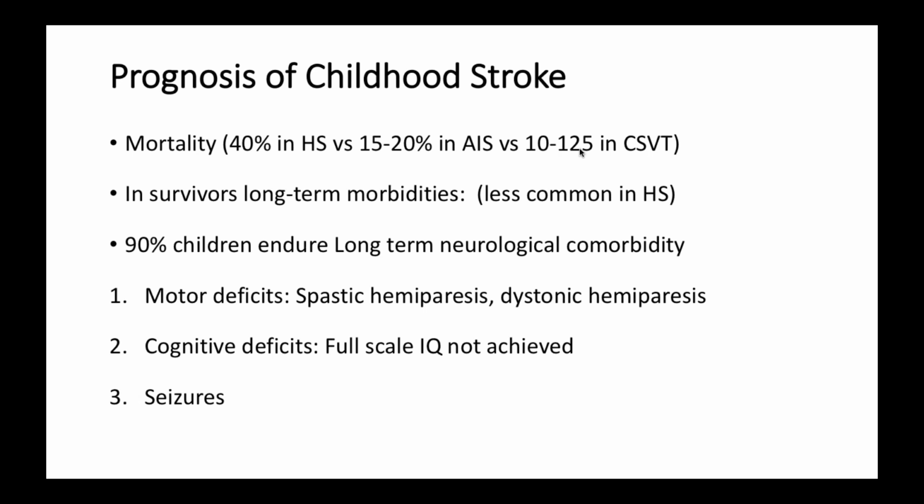In survivors, there is a long-term morbidity except in cases with hemorrhagic stroke. Hemorrhagic stroke usually has a good long-term prognosis. Around 90% of children who have had stroke early may have long-term neurological complications. So what are these neurological comorbidities? It could be motor deficit, usually presenting with spastic hemiparesis or dystonia. Cognitive deficits may be there. These children usually do not attain their maximum potential, and seizures may be there.